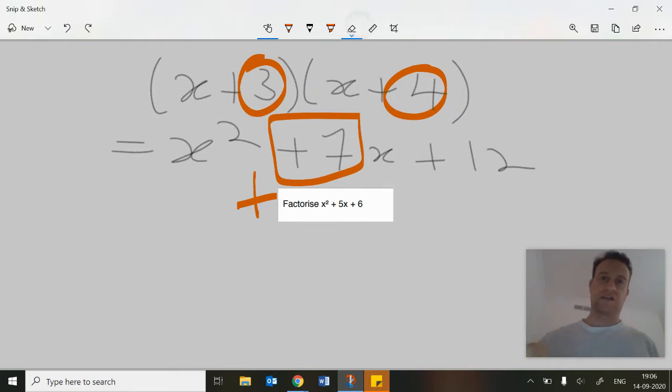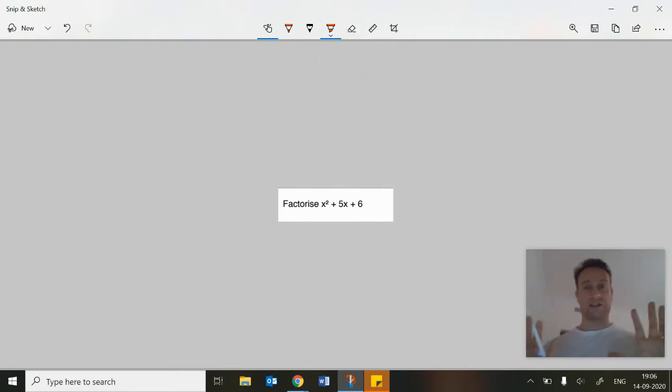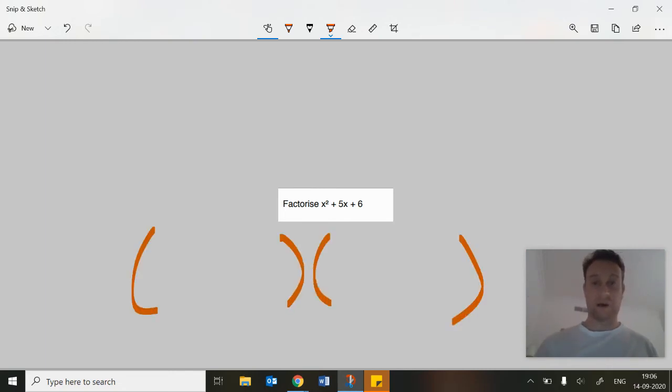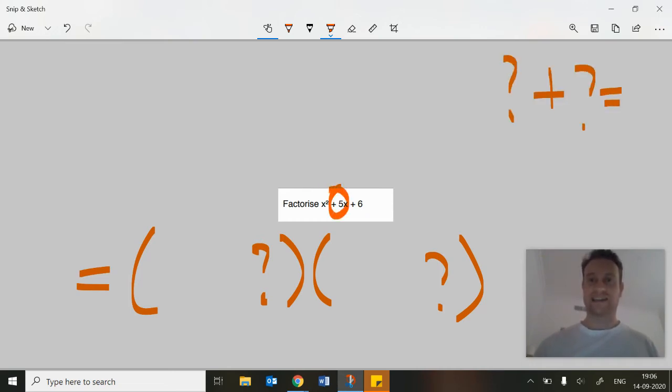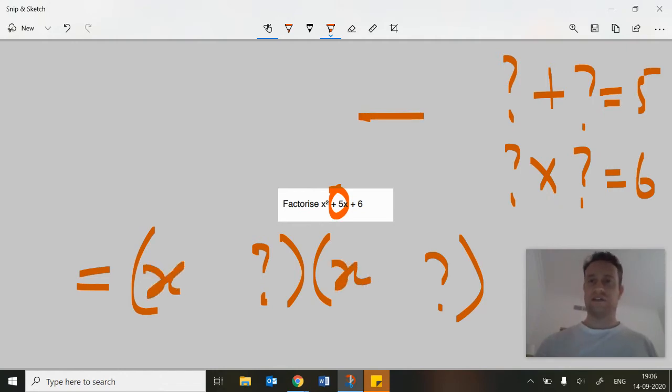Okay, so let me just clear everything there. Let's just remind ourselves again what we're looking for, or what this is going to have come from when we've multiplied out the brackets. So we're doing this backwards now: the two numbers at the end will have added together to come up with the answer of 5, but they will have been multiplied together to give us the answer of 6. So we're looking to solve this puzzle here. Okay, we need two numbers that make that work.